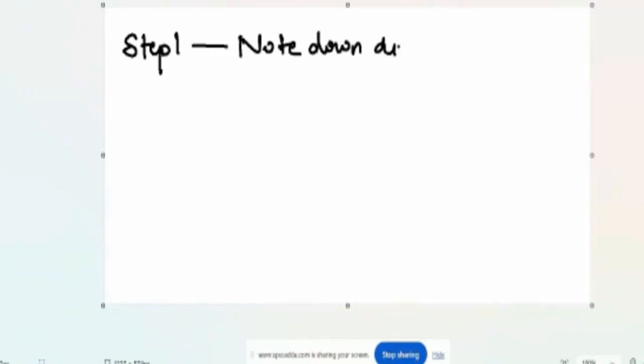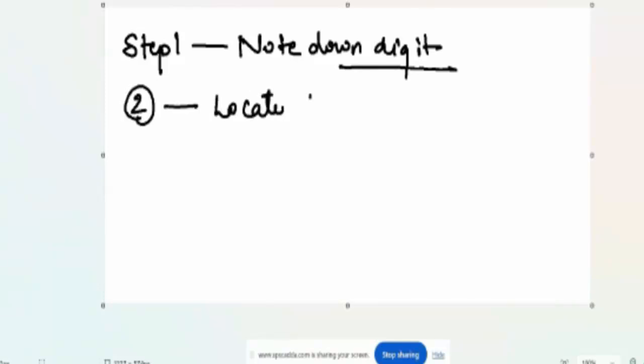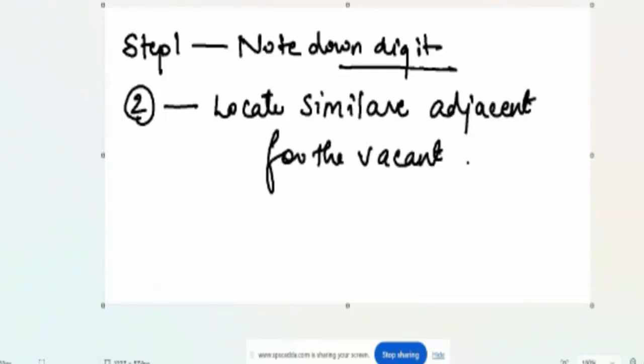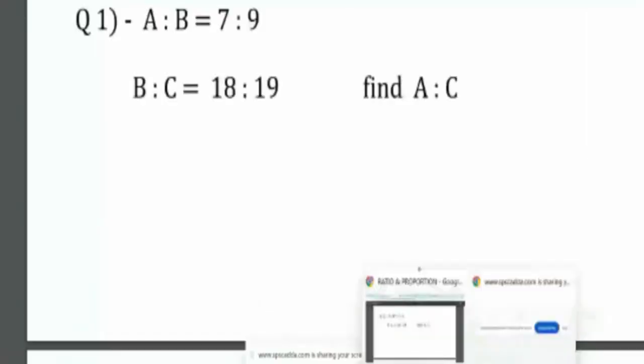See, what we have done: for step 1, we just note down all the digits according to the element data, whatever data is given in the question. For step 2, we locate the similar digit adjacent to the vacant place. I am repeating these two methods so that you will be able to solve all the questions regarding ratio, because we have only these two methods. You have to pick a single method, whichever you are flexible with.